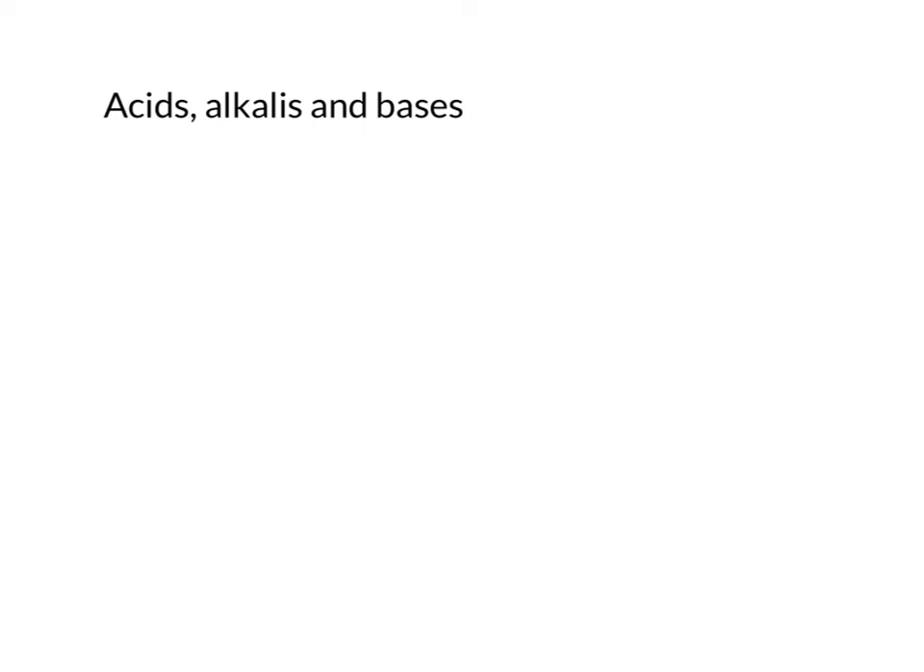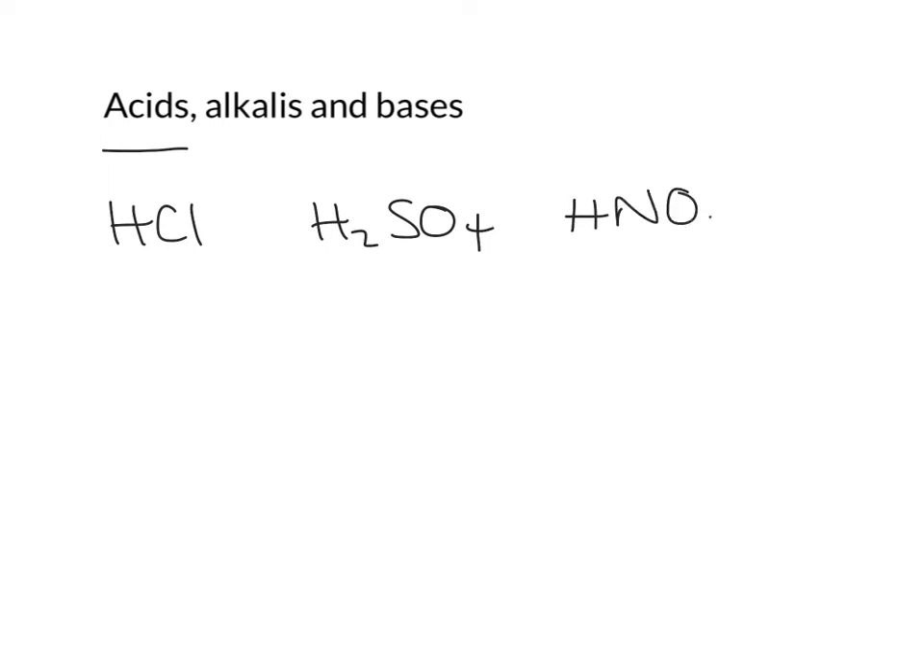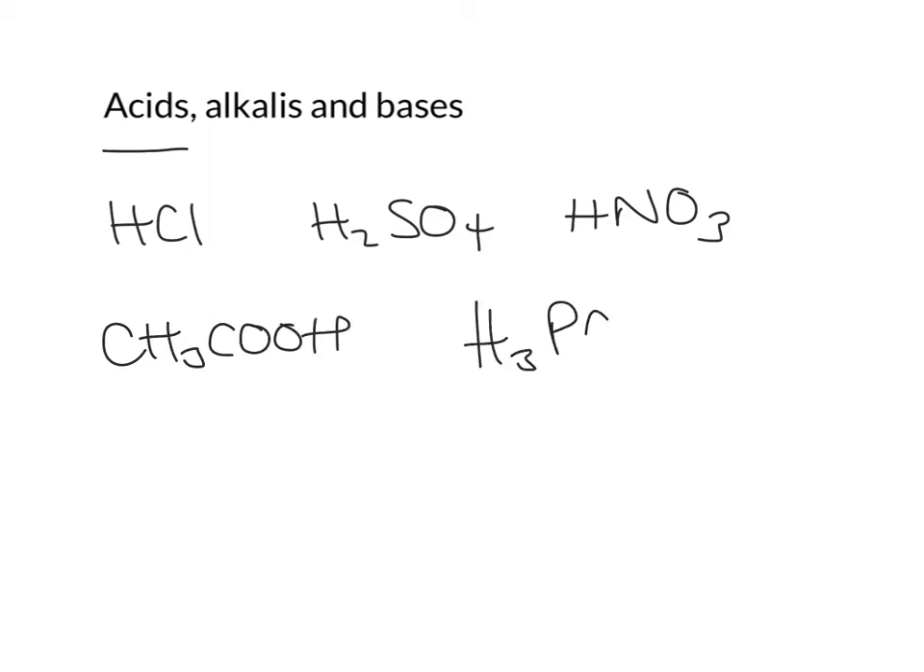In this video, we're going to look at what the definition of an acid, an alkali, and a base is. Let's start by looking at acids. So let's name some acids. First we have hydrochloric acid. We have sulfuric acid. We have nitric acid, ethanoic acid, and phosphoric acid. What do they all have in common?